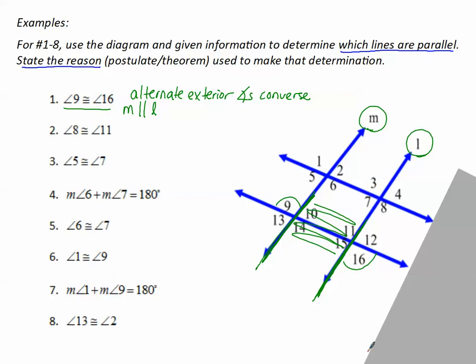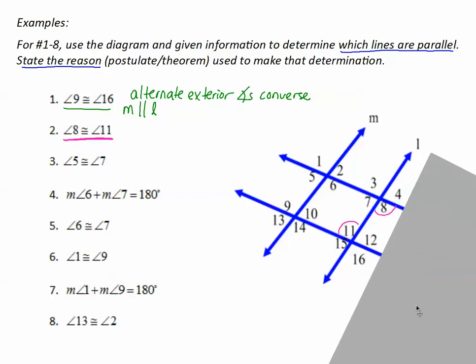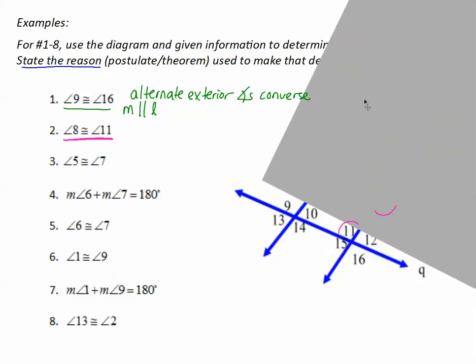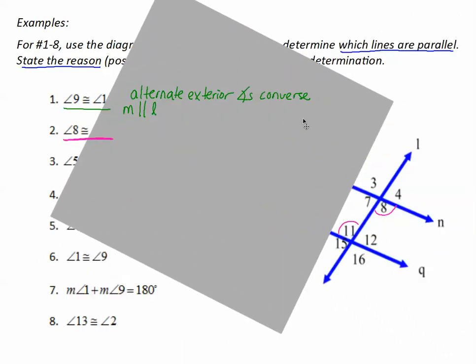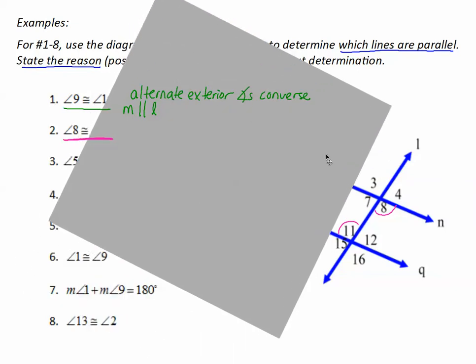Now to do each of these, you may want to grab your eraser and erase the marks that you made from the previous problem. Or just use a different color, like I'm about to do. Angle 8 is congruent to angle 11. Let's go find those angles. Here's angle 8, here's angle 11. Let's cover up the part of the picture that doesn't involve those angles. Not that part. Nope. Nope. There it is. I have to cover up line M and then I can still see my angles.